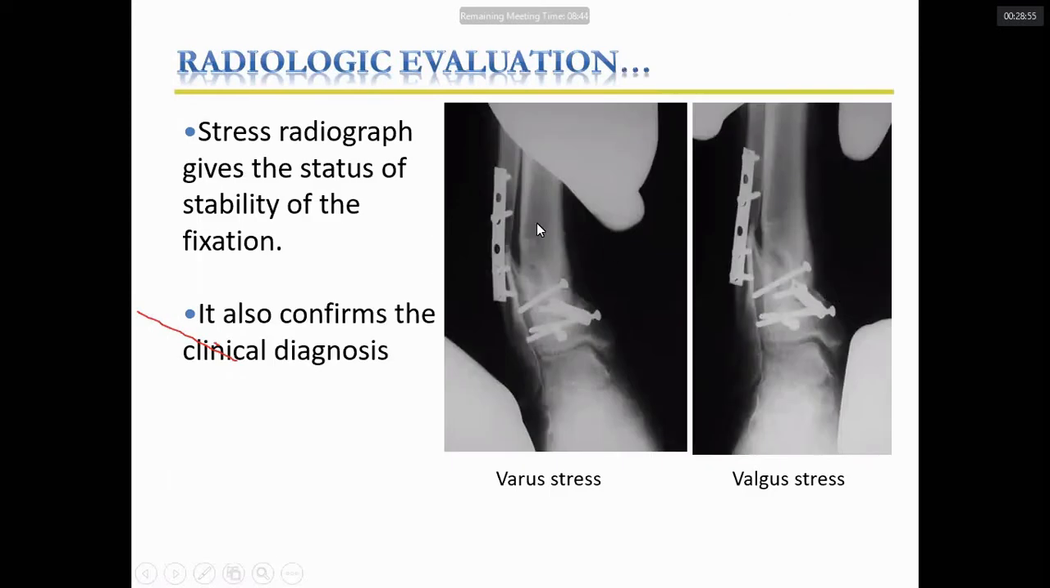Sometimes we may do a stress radiograph. Why stress radiograph? To see whether there is motion at the fracture site or not. Because, as we have said, if the fracture is united, there should be no motion at the fracture site. If it is not united, there will be some amount of motion. So in varus and valgus, the angle is different, which means the fracture is moving. Had the fracture united, the angle in either the varus or valgus stress would have been equal.